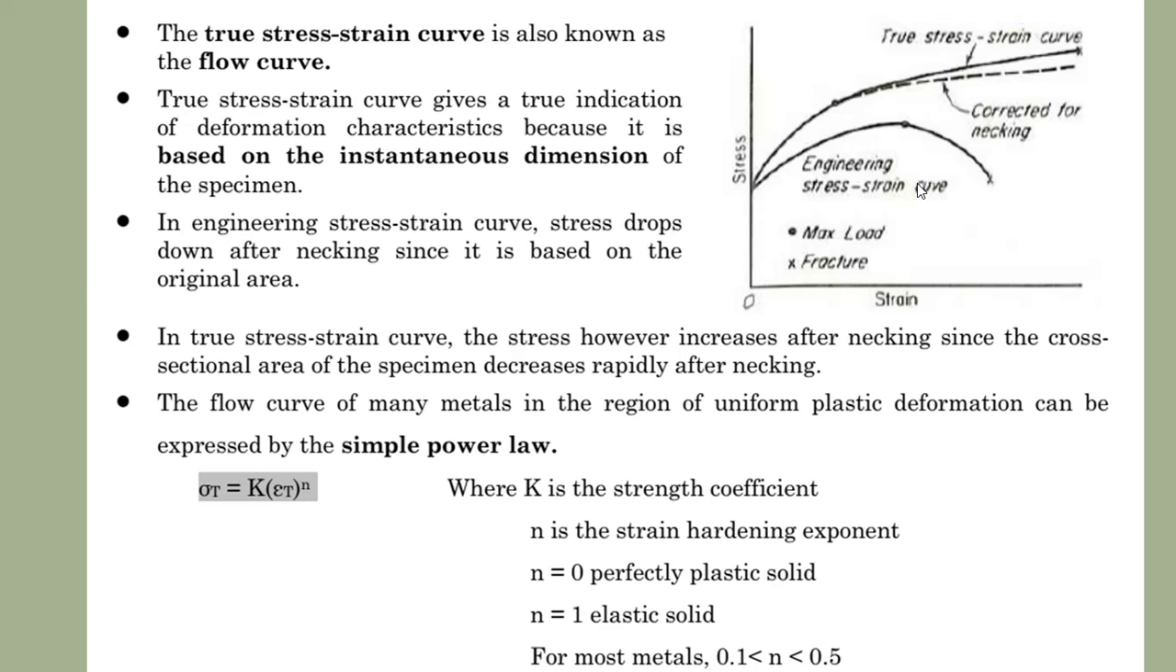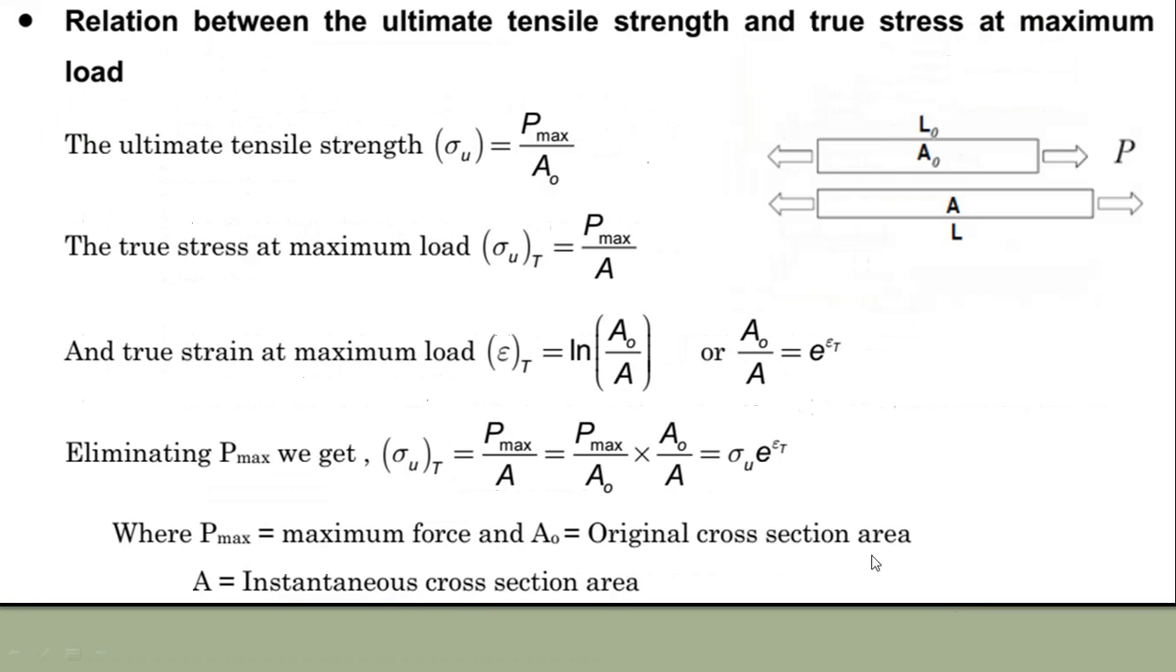The flow curve of many metals in the region of uniform plastic deformation can be expressed by the simple power law: sigma T is equal to K into epsilon T raised to N, where K is the strength coefficient and N is the strain hardening exponent. N is 0 for a perfectly plastic solid, and N is equal to 1 for an elastic solid. For most metals, N is greater than 0.1 and less than 0.5. So here is the relation between ultimate tensile strength and true stress at maximum load.